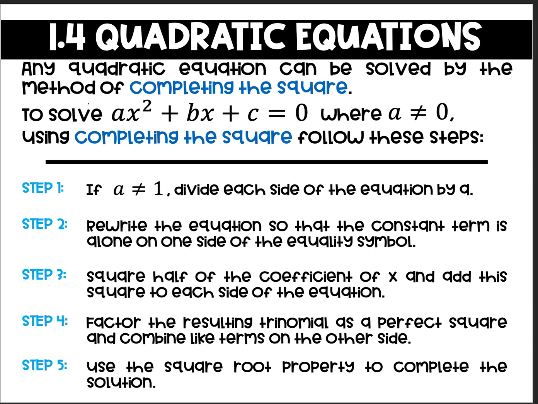Step number 2, you rewrite the equation so that your constant term is alone on one side of the equality symbol, meaning that you have your number by itself on the right side of your equation. Step 3, you square half of the coefficient of x and add this square to each side of the equation. Then step number 4, you factor the resulting trinomial as a perfect square and combine the like terms on the other side. Then you use the square root property to complete the solution.